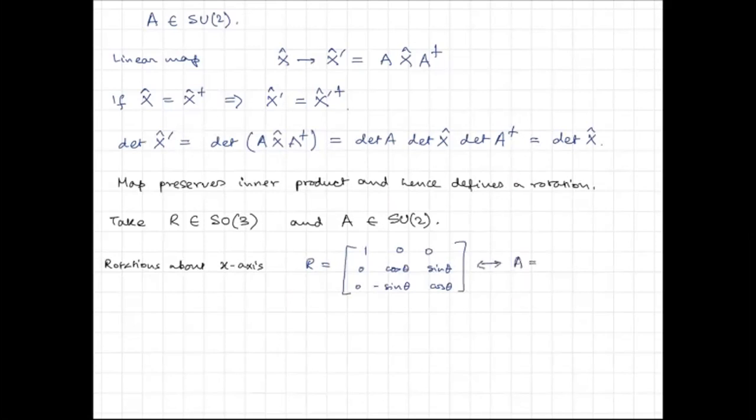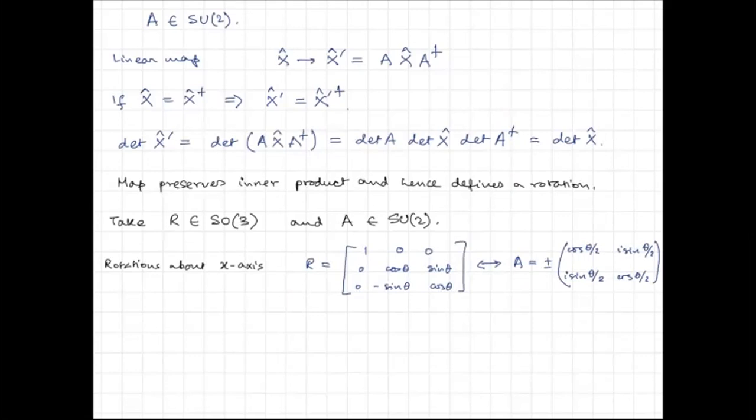Now this is a 2 cross 2 matrix. So this is plus minus of [cos theta over 2, I sine theta over 2; I sine theta over 2, cos theta over 2]. And you can find the rest as well. So let me again just write this down.